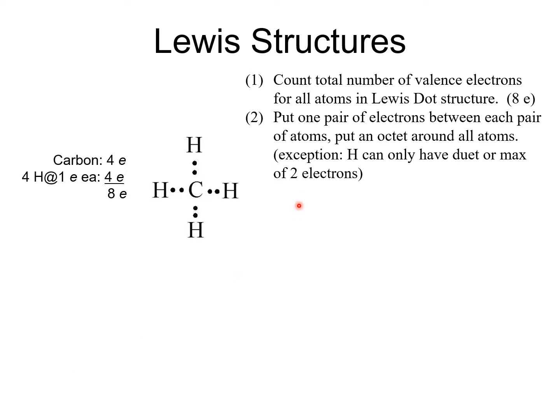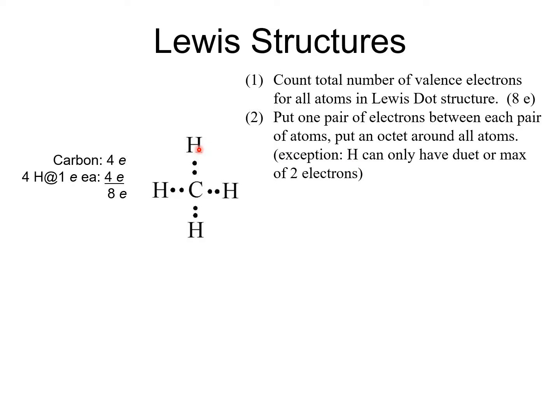Next, you put 1 pair of electrons between each pair of atoms. And you want to put an octet around all atoms. The only exception is hydrogen. Hydrogen can only have a duet. It cannot have an octet. So hydrogen can only have a maximum of 2 electrons. Hydrogen is never going to have 8 electrons around it. If you put 8 electrons around the hydrogen, it is incorrect.